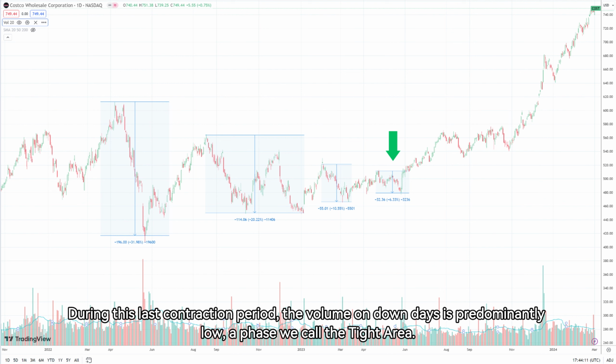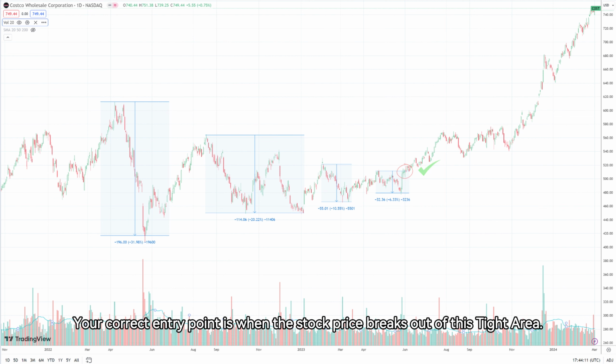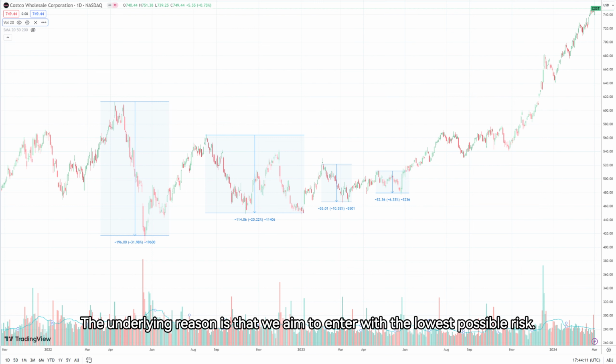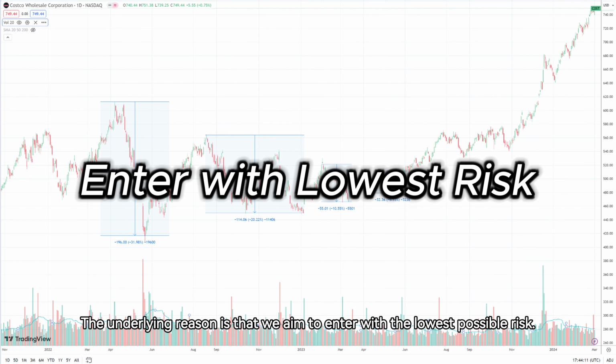The third technique requires that the last wave of contraction be within 10% during this last contraction period. The volume on down days is predominantly low, a phase we call the tight area. Your correct entry point is when the stock price breaks out of this tight area. The underlying reason is that we aim to enter with the lowest possible risk.